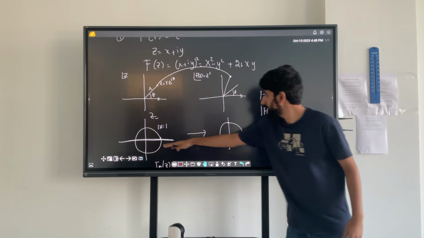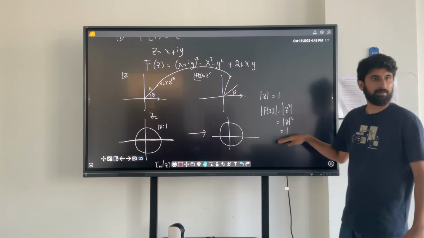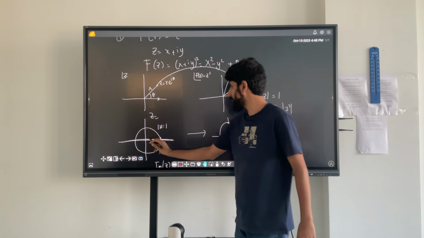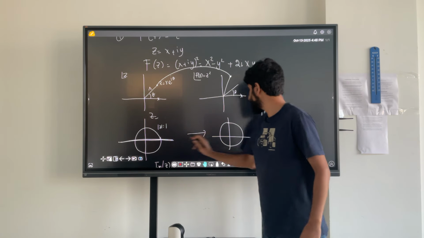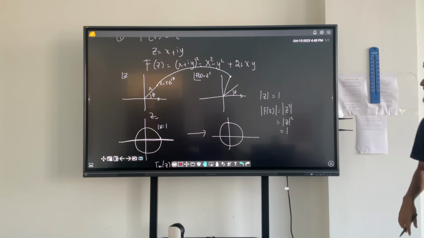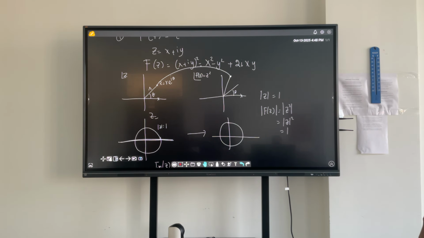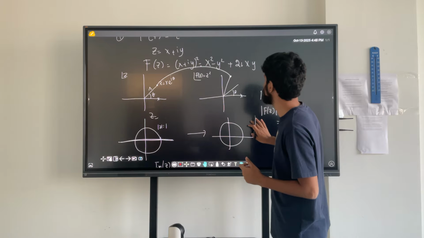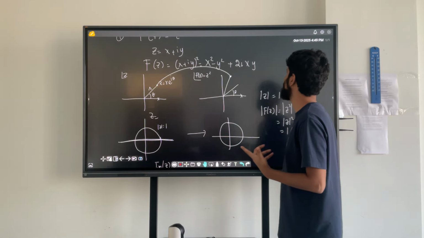So this line gets mapped to this line, but the points are mapped here and there. 0 will be mapped to 0, 1 will be mapped to 1, and so on. That you have to see. But this is not trivial. I want to know what happens to something a bit more non-trivial.